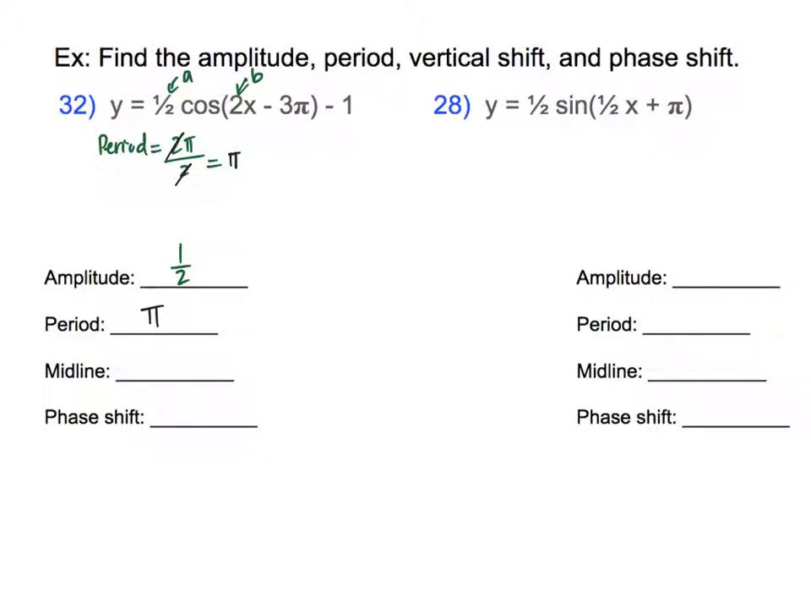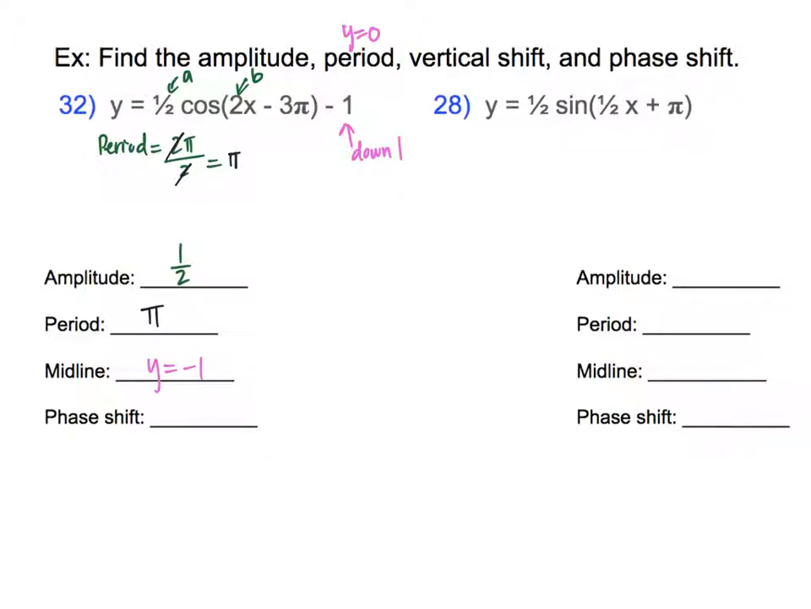There does seem to be a vertical shift here. The vertical shift is saying that it is going down 1, so that means this is y equals -1. Instead of being at y equals 0, it's going down, so it's going to be -1.